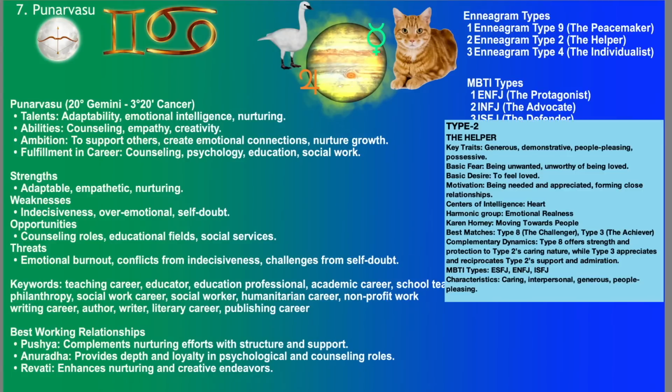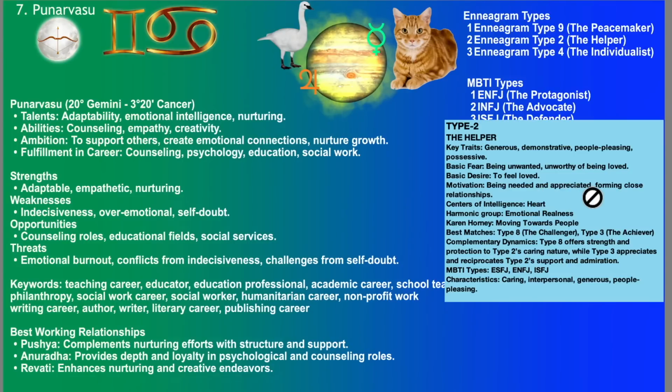Type 2 is once again the helper. They are generous, they are demonstrative, they are people pleasing and can be possessive. They are moving towards people and they are about emotional realness. Center of emotion is heart. Motivation is being needed and appreciated.